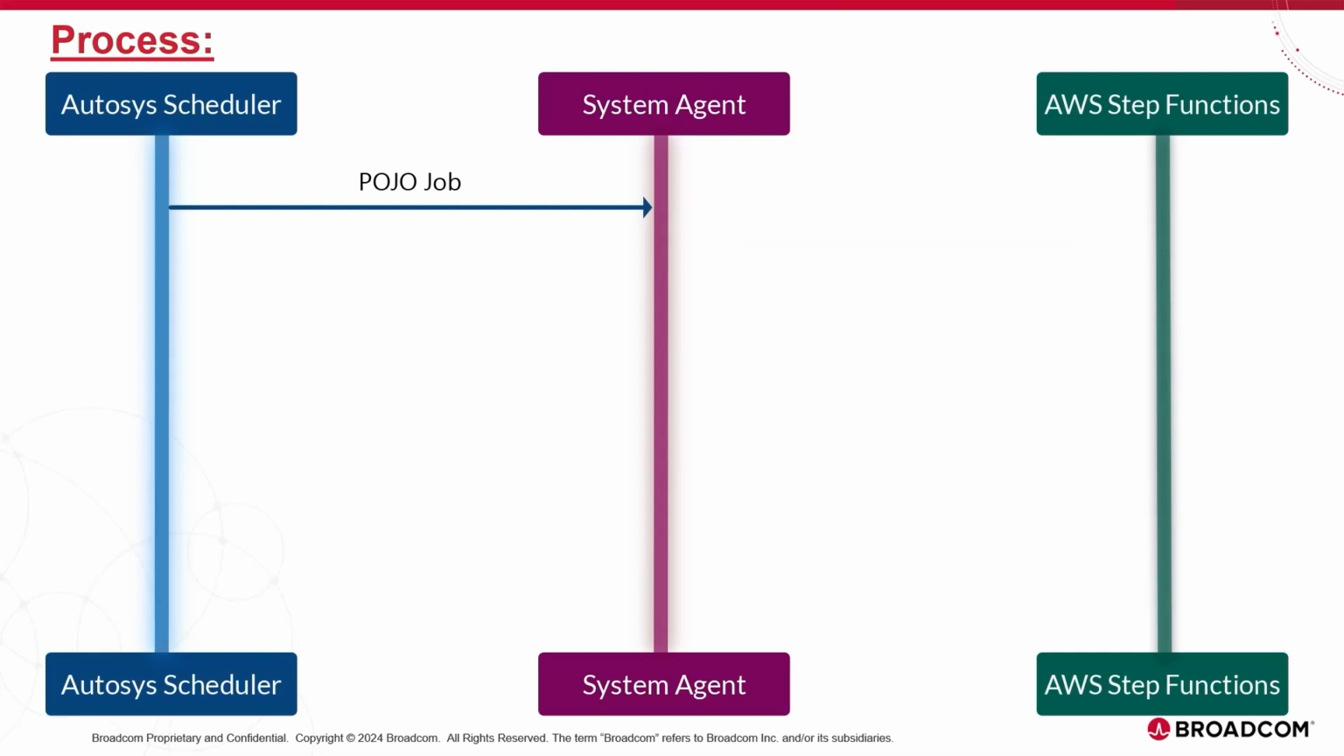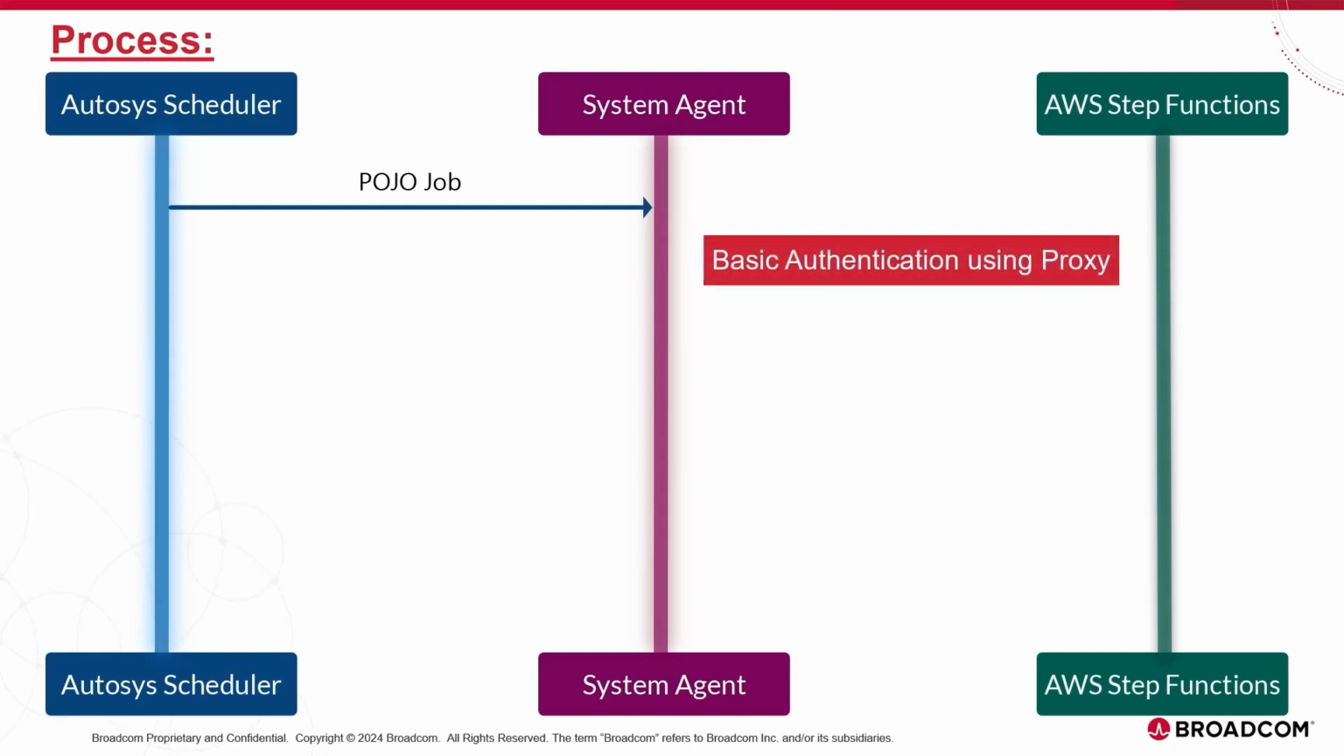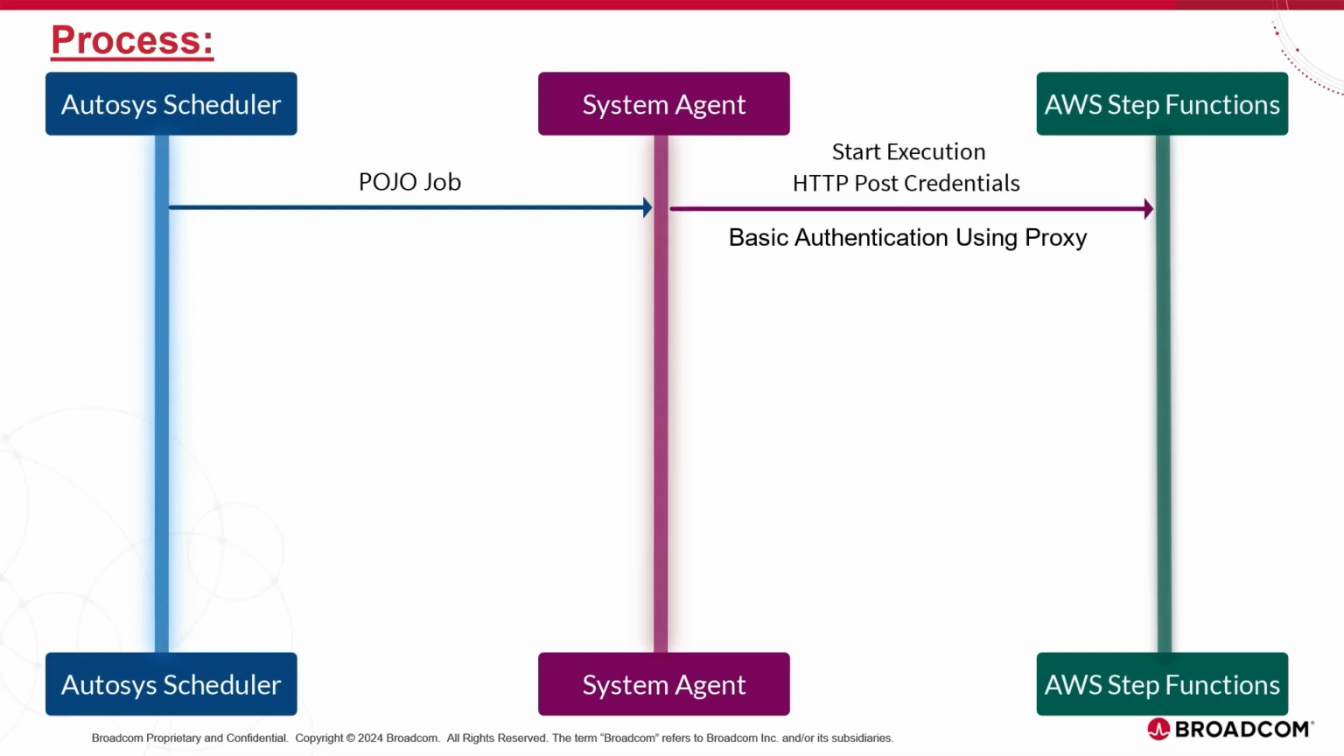In this video, we are using basic authentication using a proxy, which uses a combination of an access key and an access key secret. AutoSys allows connections via proxy, providing additional flexibility and security in accessing AWS Step Functions resources. Once authenticated, the agent submits the job to the AWS Step Functions server as a POST request. The AWS Step Functions server identifies the matching job and executes it.